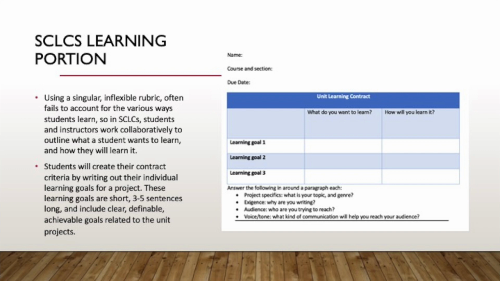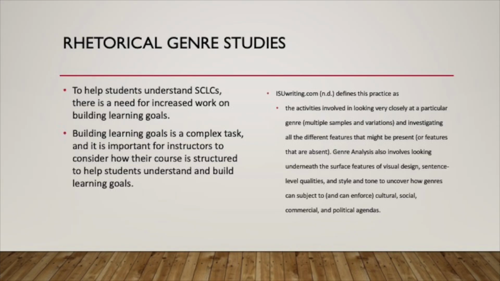The learning goals are short, 3 to 5 sentences long, and include clear, definable, achievable goals related to the unit projects. These learning goals may look something like: in the past I've struggled with documentation style. For this project, I want to pay close attention to how to format citations and reference entries. To do so, I will review materials posted to our LMS. Or, I want to work on introductions. I feel my introductions, especially my thesis statements, aren't very good. I will review the lessons on introductions and use them to build my introduction. Having short, simple goals like this is ideal, as it makes it easier for students and instructors to comment on these goals. To help students understand student-centric learning contracts, there is a need for increased work on building learning goals.